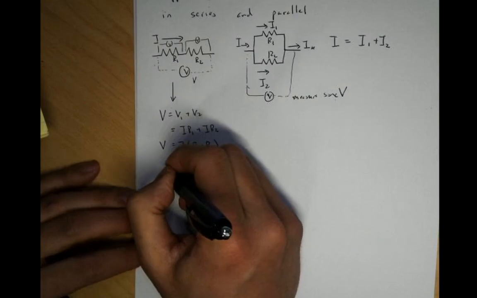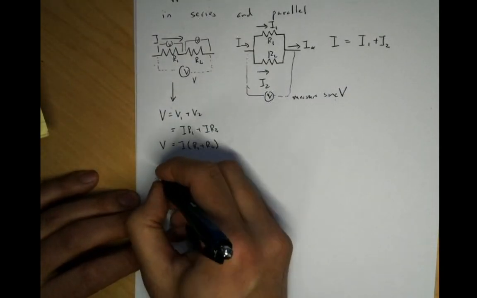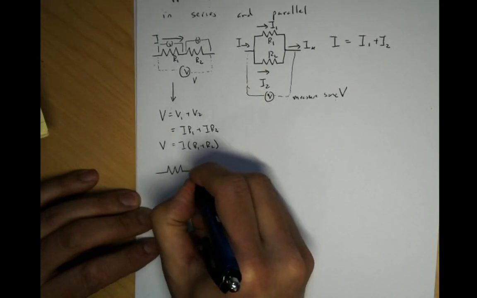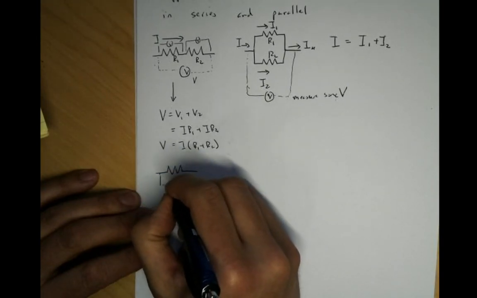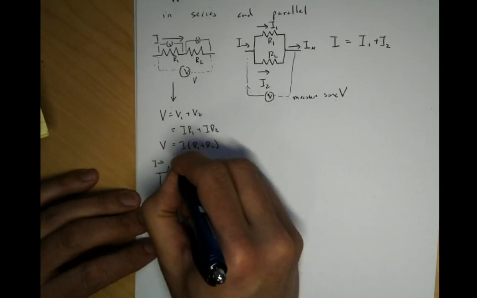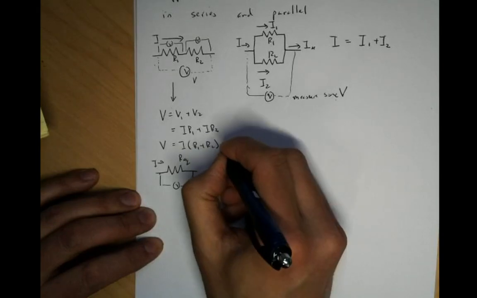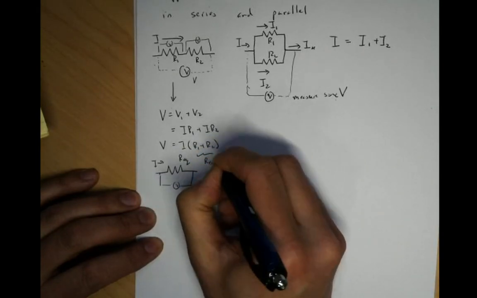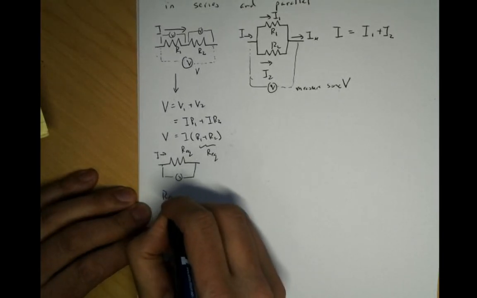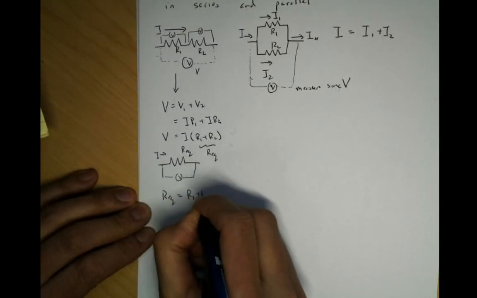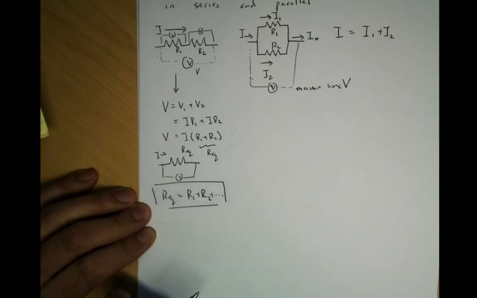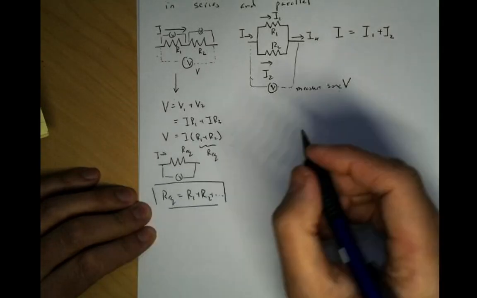So this is equal to I times (R1 plus R2). I could replace it with an equivalent resistor, a single resistor with the same measurement, with I flowing this way and R equivalent here. So for series, R equivalent is equal to R1 plus R2, plus dot dot dot if you want to have more.